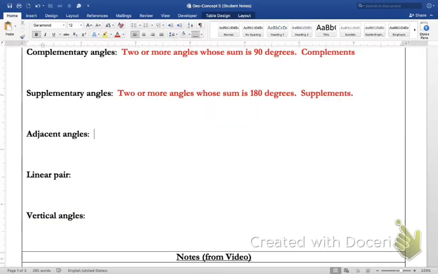Adjacent angles are defined as angles that share a side and a vertex. Now a picture of this might be as follows. Let's draw one big angle, and let's put a ray inside of that, and let's call this angle 6 and angle 7. Now angle 6 and angle 7 really don't have any unique properties other than they are next to each other because they share this side and they share this vertex here.